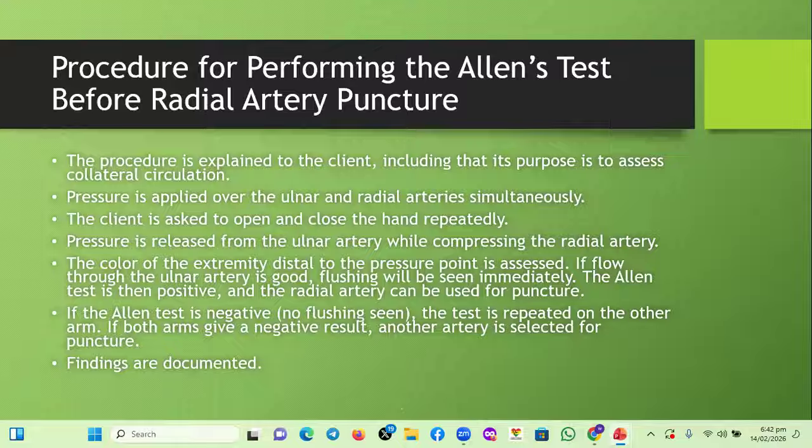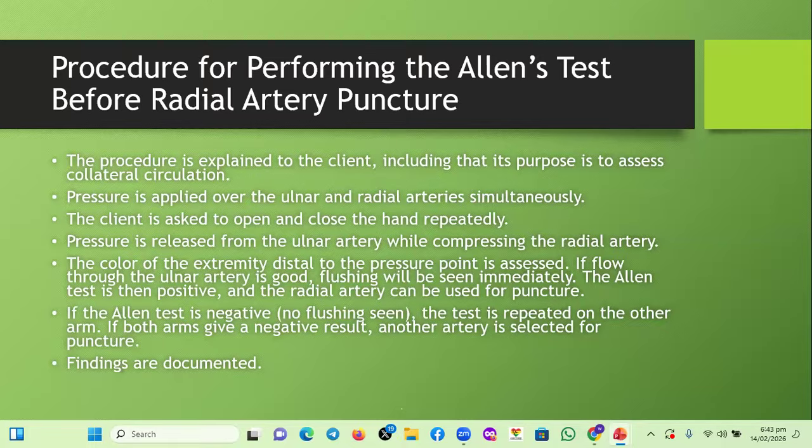When it comes to the Allen test, it is performed to determine collateral circulation. You are performing it to see if you take the sample from the radial artery and something happens in the radial artery, can the ulnar artery perform?